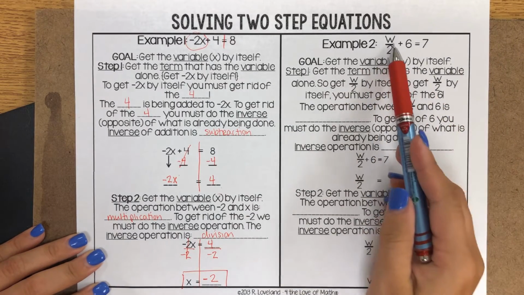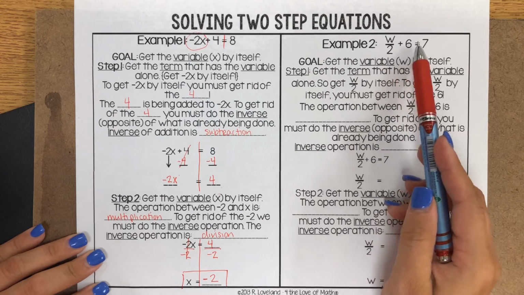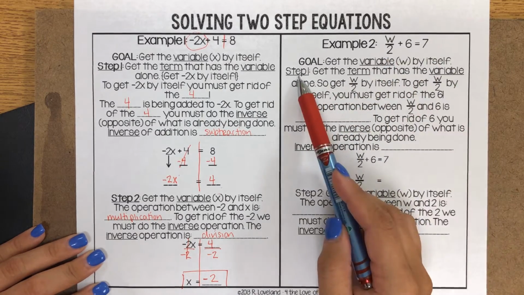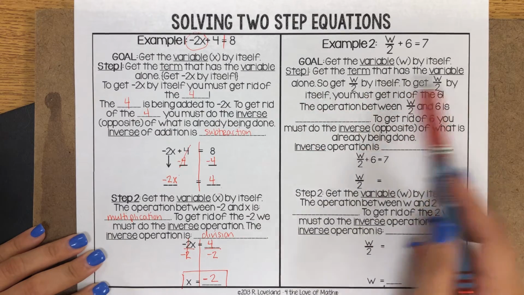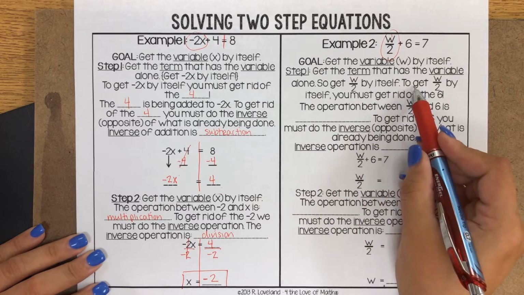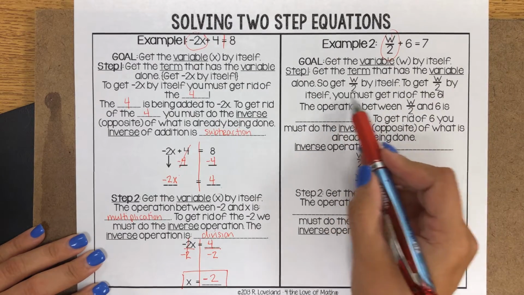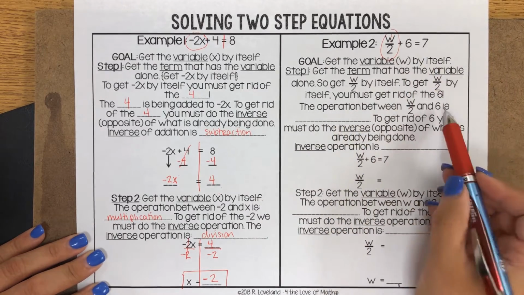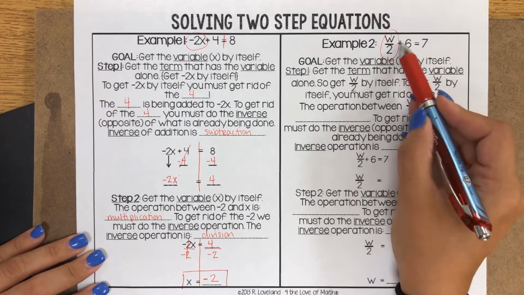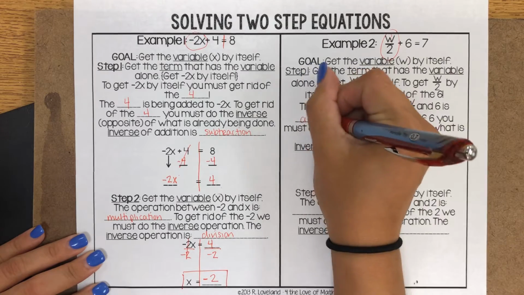Last example, w divided by 2 plus 6 equals 7. So our goal is to get w by itself, but in this first step, we have to get the term that has the variable alone. So we have to get this w divided by 2 by itself. To get w divided by 2 by itself, we have to get rid of this 6 right here. So the operation between the w over 2 and 6 is that plus sign, so addition.